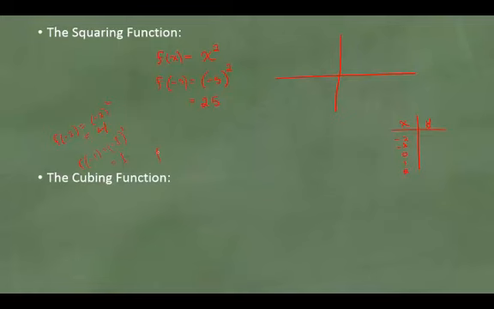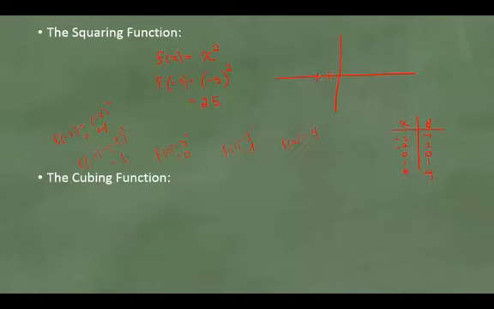Likewise, f at 0 is equal to 0 squared. 0 times 0 is 0. f at 1 is 1 squared, which is 1. And f at 2 is 2 squared, which is 4. So we have f at -2 is 4, f at -1 is 1, f at 0 is 0, f at 1 is 1, f at 2 is 4. So we're going to graph that here.